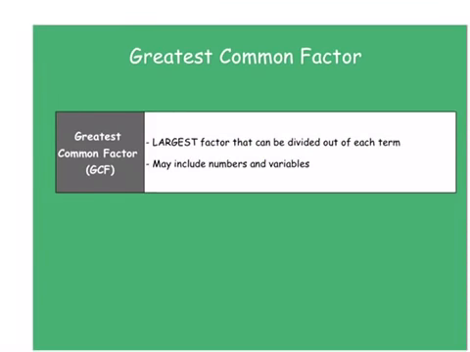So the first thing I want to look at is what is a GCF? A GCF is our greatest common factor. If we pick those words apart, greatest means the largest, and common factor is the factor that each of them have in common. So we are looking for the largest factor that can be divided out of each term. This can be a number, a variable, or a number and a variable.